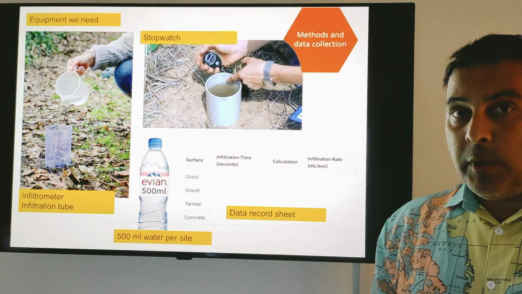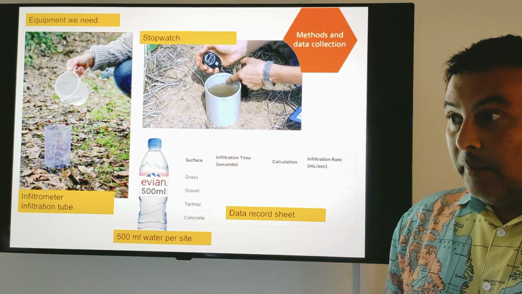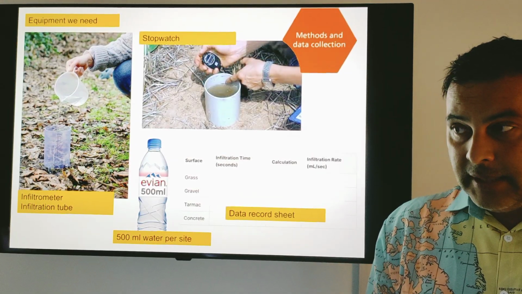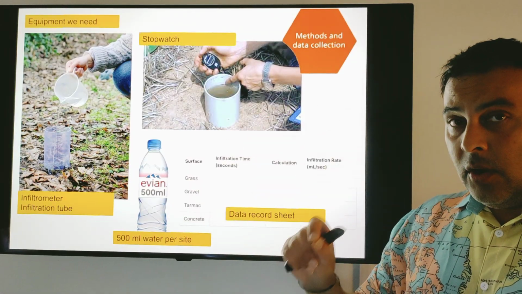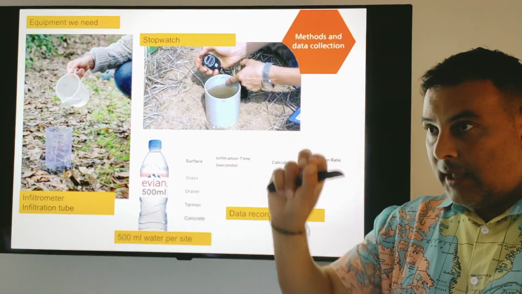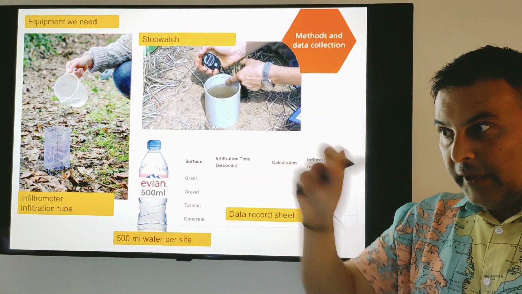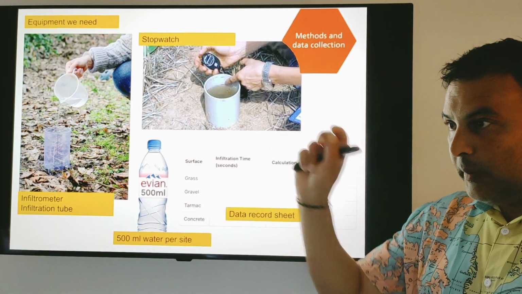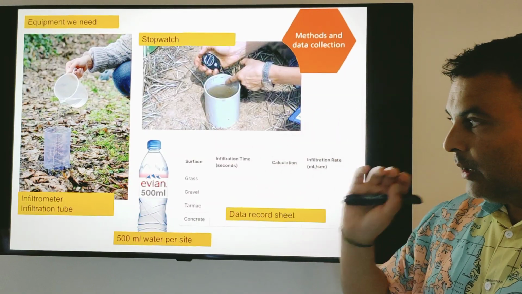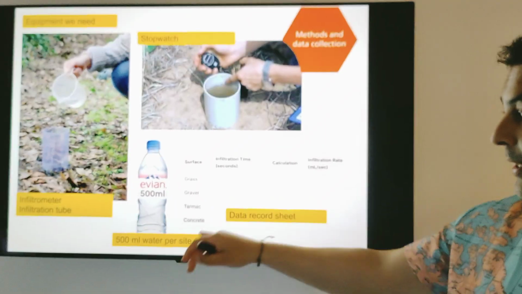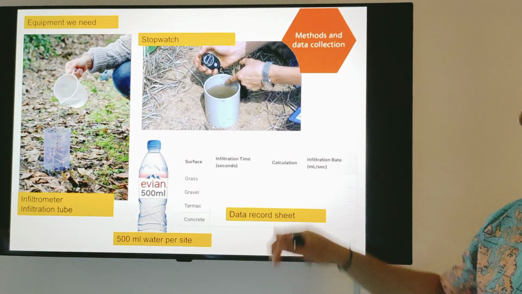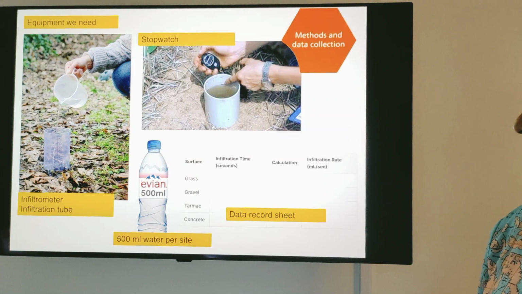Okay, some equipment that we need. So pause the video just for 2 minutes so you can write this list down. You can write it down as a list of equipment we need and just branches off it to help you remember. So equipment we need: stopwatch, infiltration tube, 500 milliliters of water per site, a data record sheet, and a stopwatch.